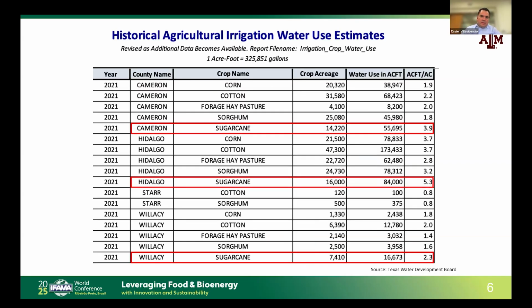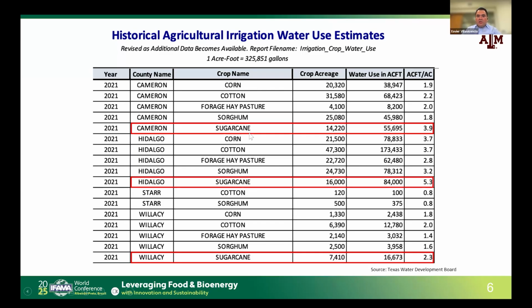Another data here, this is data from the year 2021, basically from the counties that form part of this Rio Grande Valley area. There are 4 counties here: Cameron, Hidalgo, Starr, and Willacy counties. And these are the crops. This is the information that we have from the Texas Water Development Board about the crop acreage, and also the use of water in acre feet, and the use of water per acre, to know which of these crops consume more water.